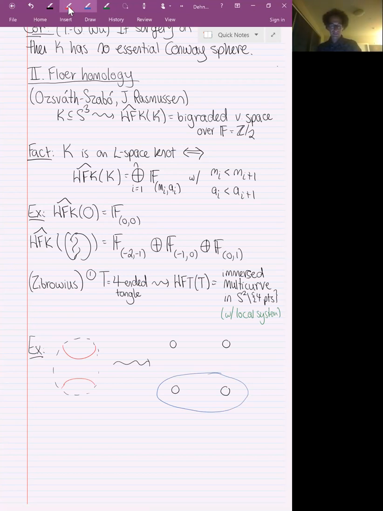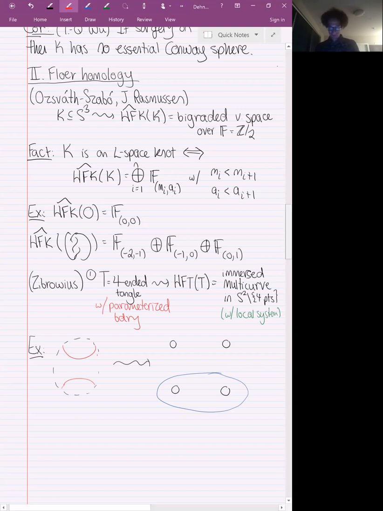Now, I lied to you a little bit in that to specify HFT of T, we need to equip T with a little bit more structure. We need what's called a parametrization of the boundary. I'm not going to go into so much detail about what this actually means, but basically it's an identification of the boundary with the four-punctured sphere.